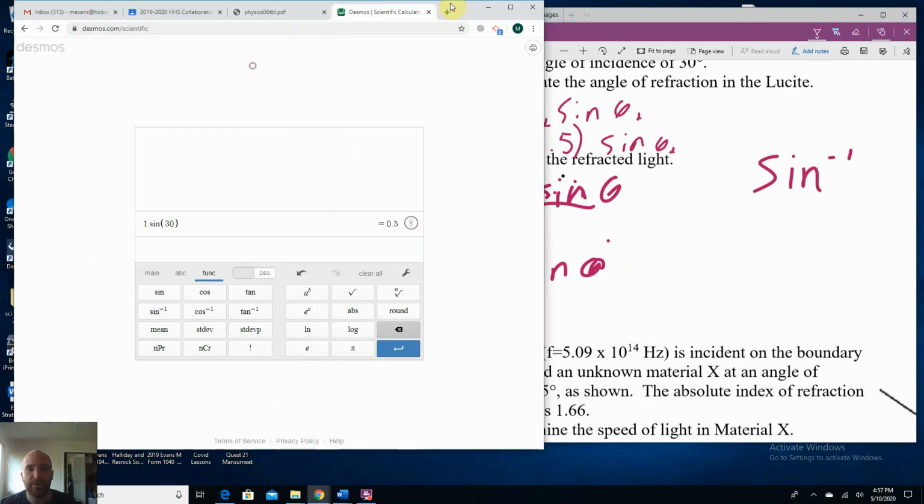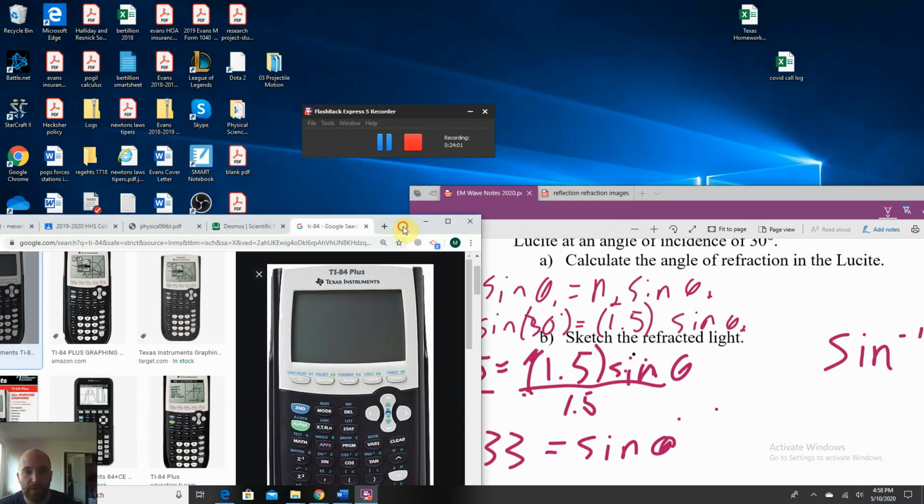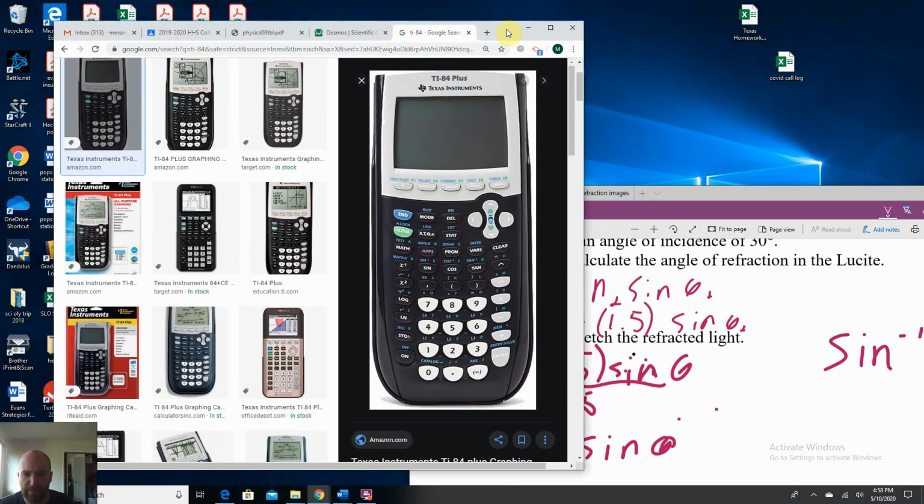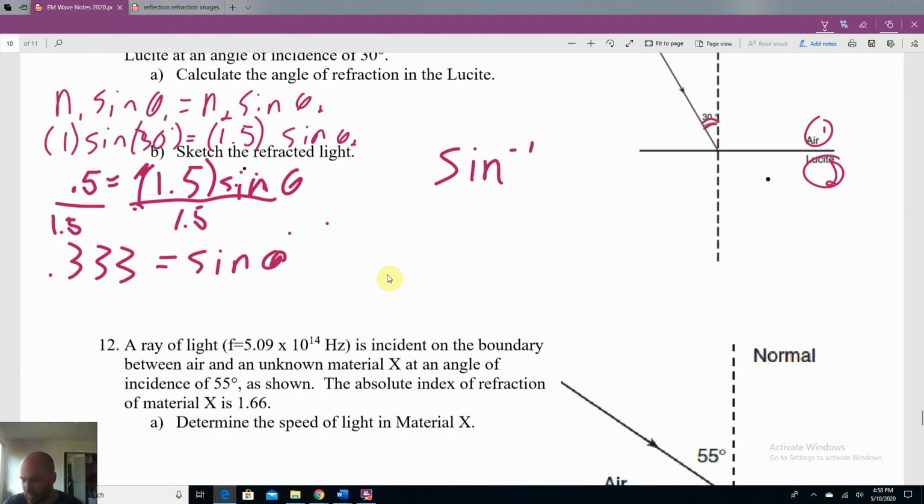Let's see if I can pull it up on the TI-84. If you have one of these calculators, the TI-84s, you hit second right here, and then you hit sine, and you see the sine to the -1? That's what you want to do. Basically what that does is it undoes sine. It's the inverse function of sine.